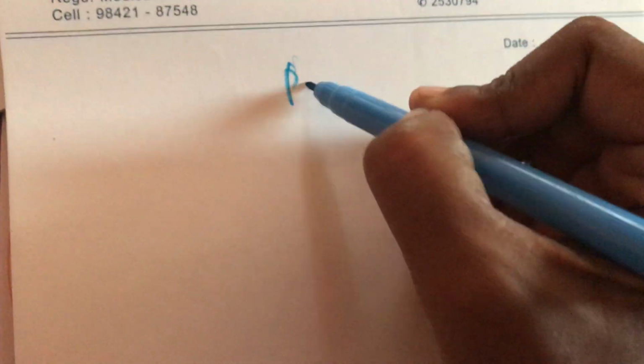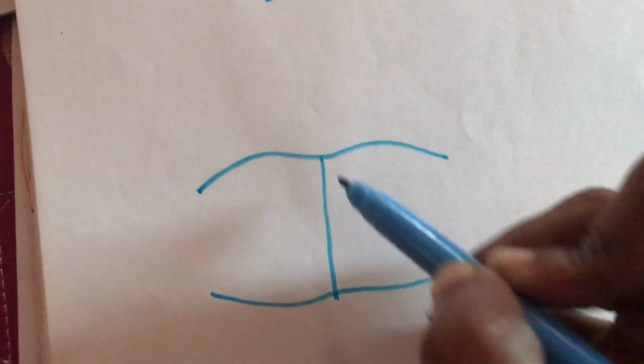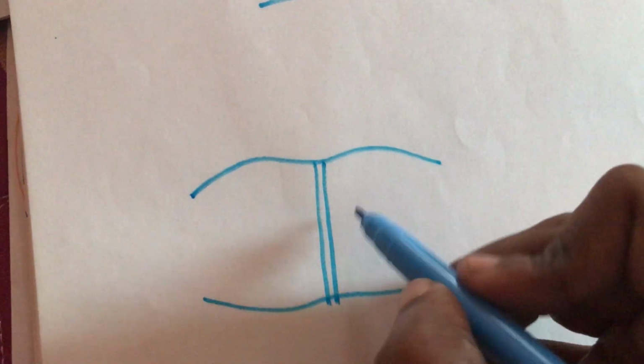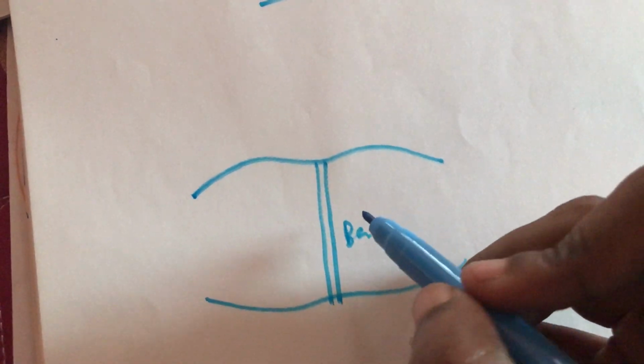Hi students, in this video we are going to see the pons. What are the structures present in the pons? When you see the pons section, in the middle of the pons you have a nice groove. That is called the basilar groove, which is for the basilar artery.